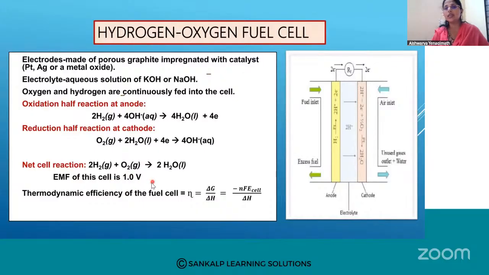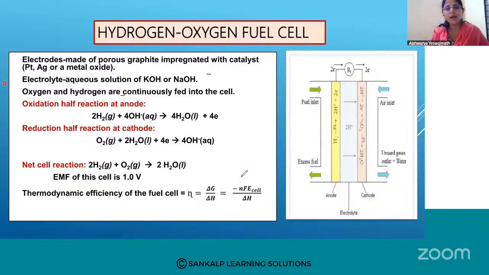EMF of this cell is, please do remember the EMFs. We don't have many cells. We have hardly the lead storage cell. We have nickel cadmium. This is one, the hydrogen oxygen fuel cell. Its EMF you should remember. So EMF of this cell is 1.0 volts. Thermodynamic efficiency of the fuel cell is denoted by eta. It is nothing but delta G upon delta H.